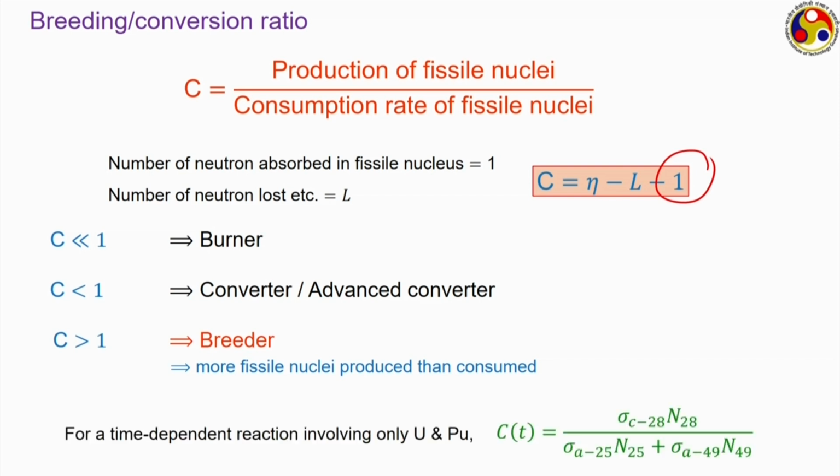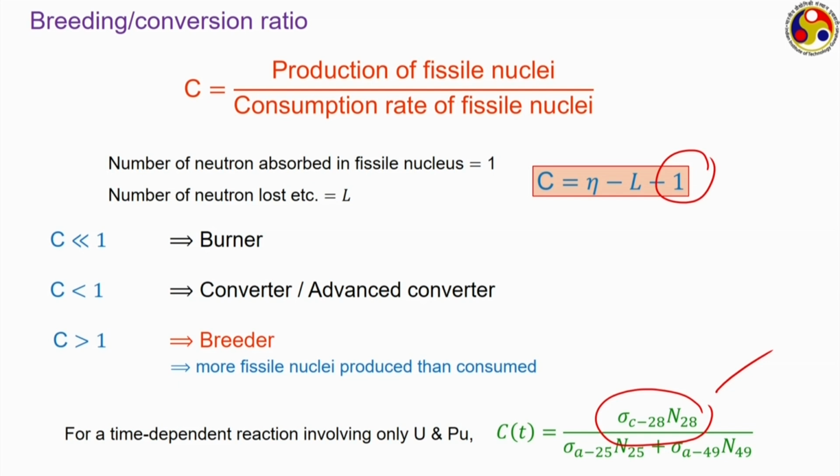If we are talking about a time dependent reactor which involves only uranium and plutonium, that is, initially loaded only with uranium and plutonium appears with time, then it can also be written as this particular formula. Here the numerator refers to sigma into N of 28, which is the total macroscopic capture cross section of uranium 238. If we are talking about a time dependent reactor, of course, there are other ways of calculating this breeding ratio also.